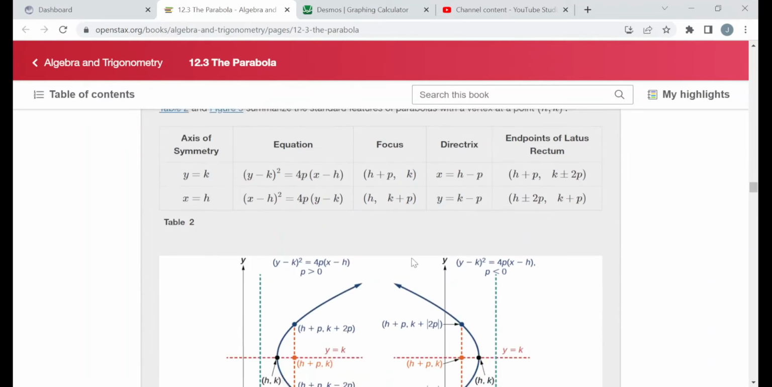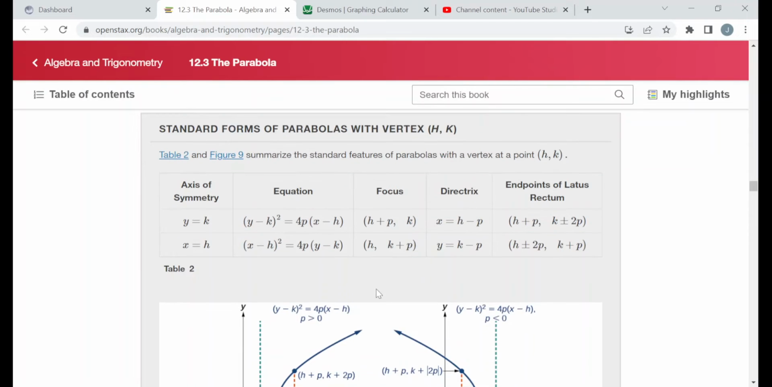And there's a little box here showing you these standard form equations. See, when the axis of symmetry is a horizontal line, you have (y minus k) squared equals 4p times the quantity (x minus h), right? Some number 4p times a quantity x minus h. And when the axis of symmetry for the parabola is a vertical line, x equals h, in the equation you just switch the x minus h and y minus k. It's (x minus h) squared equals some number 4p times the quantity (y minus k).